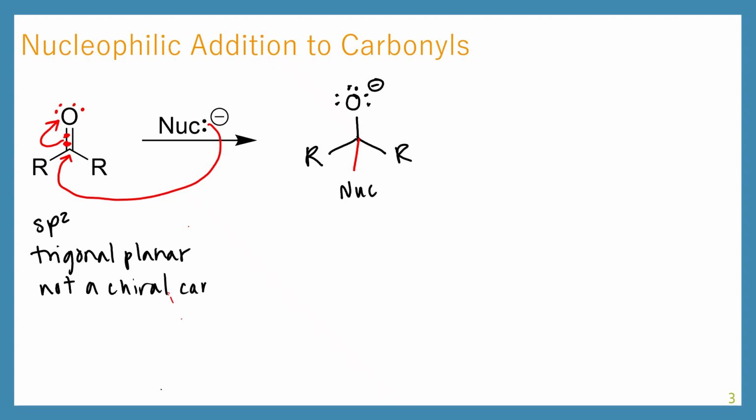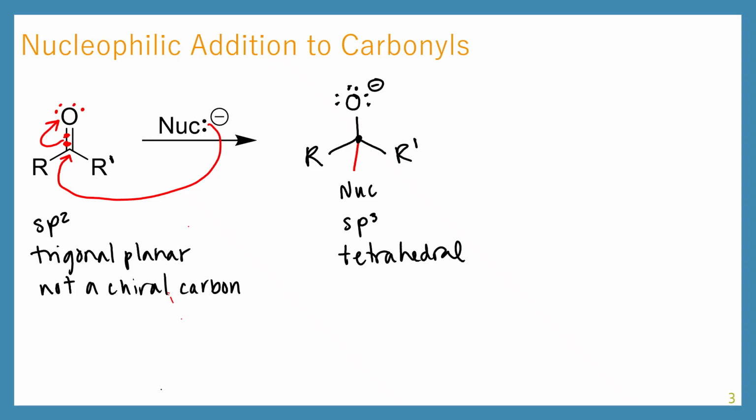It does not have 4 things attached to it. Now let's look at our product. Potentially, these R groups could be different. Let's call one R, and then let's go ahead and make the other one R prime. Since this carbon would now have 4 different things attached to it, we've done a few things. We took our sp2 carbon and we turned it into an sp3 carbon. Our trigonal planar carbon has become tetrahedral.